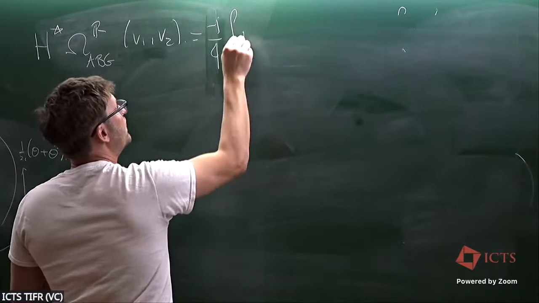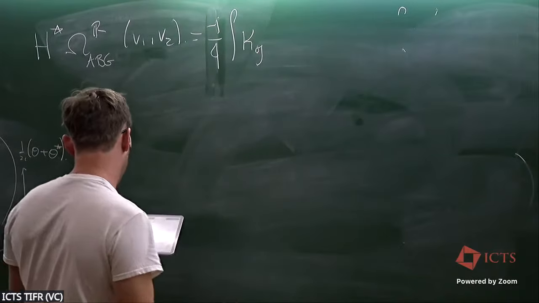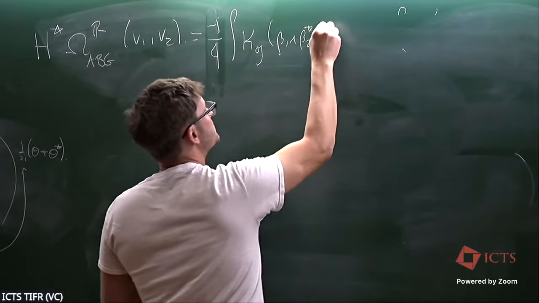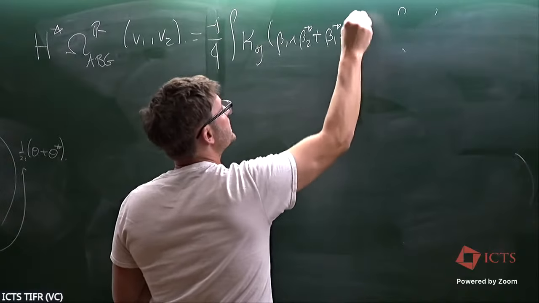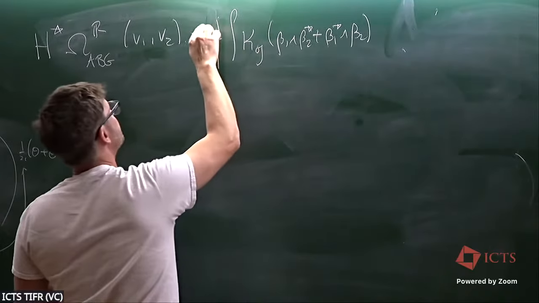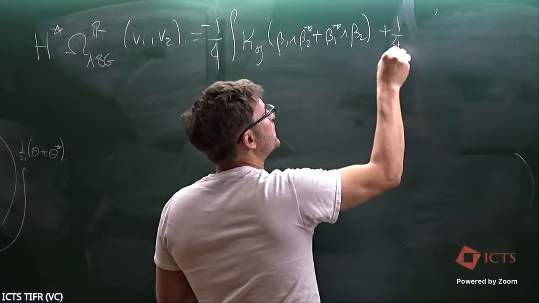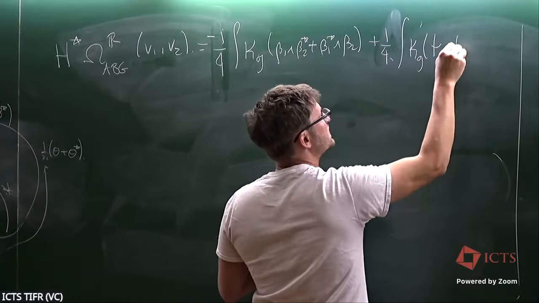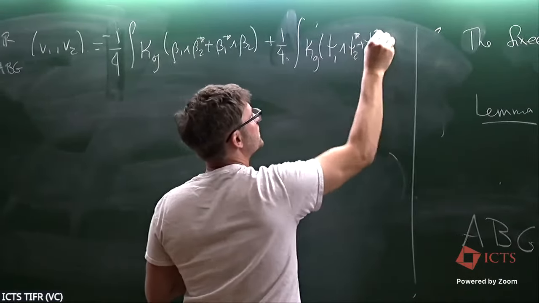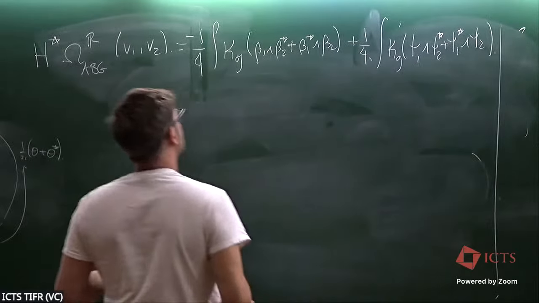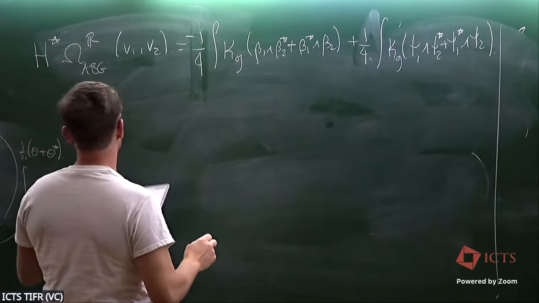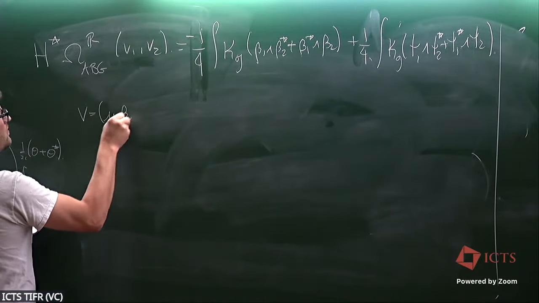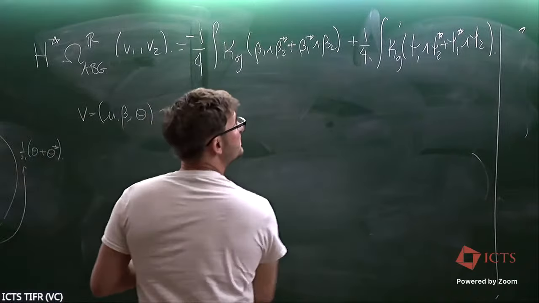The first pieces you get are just the things you always have. So beta 1 wedge beta 2 star plus beta 1 star wedge beta 2, with a minus a fourth out front, plus a fourth. Same thing with the psi: psi 1 wedge psi 2 star plus psi 1 star wedge psi 2. Sorry, V is going to be mu beta theta. So these should be thetas.